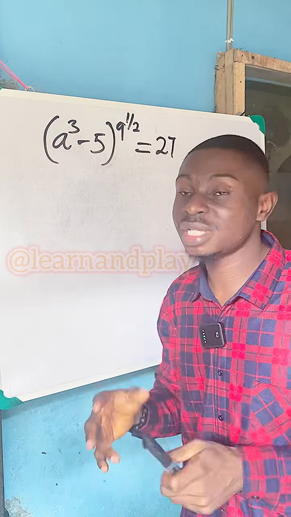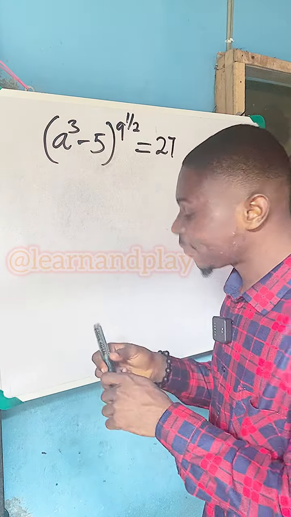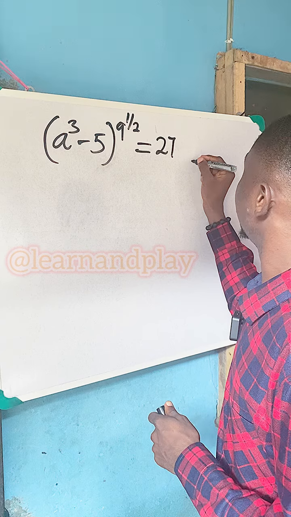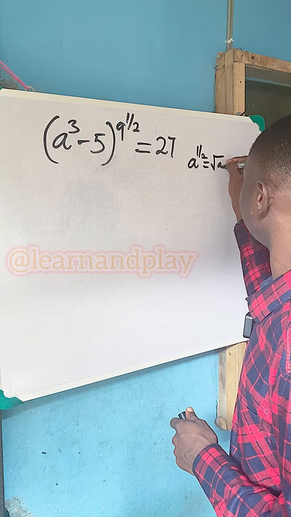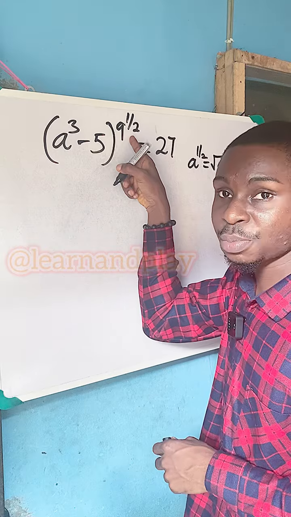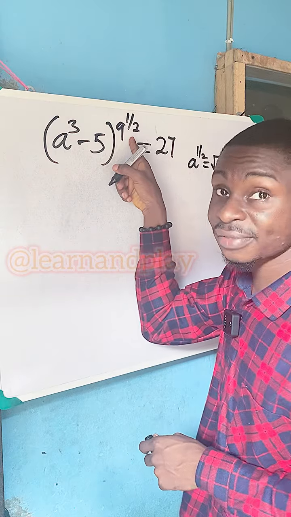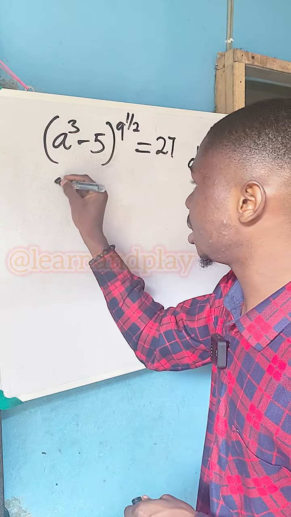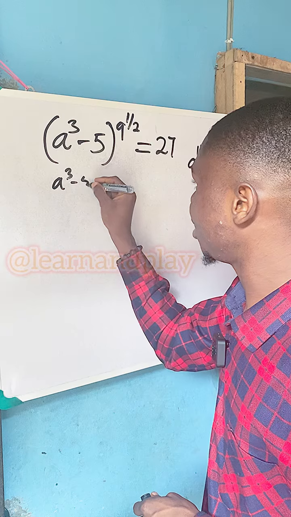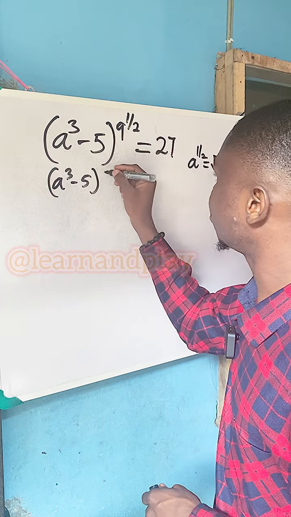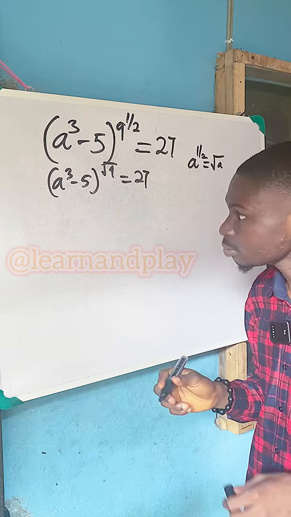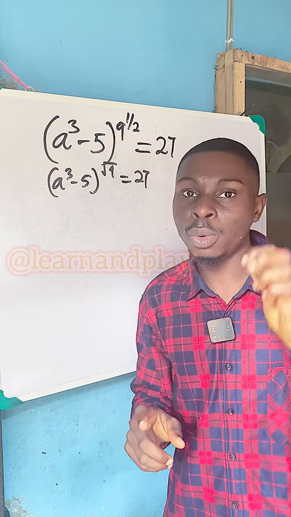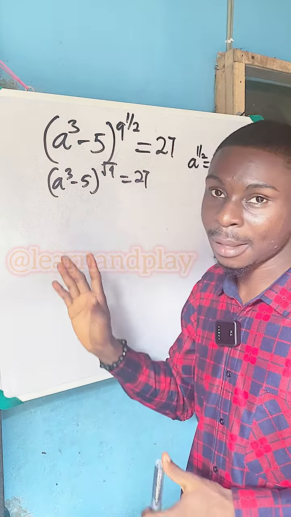So what we are going to do is that now if you have a to the power of 1 over 2, this can be expressed as the square root of a. So from the above exponent, we can express this as the square root of 9. So this one becomes a to the power of 3 minus 5, or to the power of the square root of 9, is equal to what? 27.